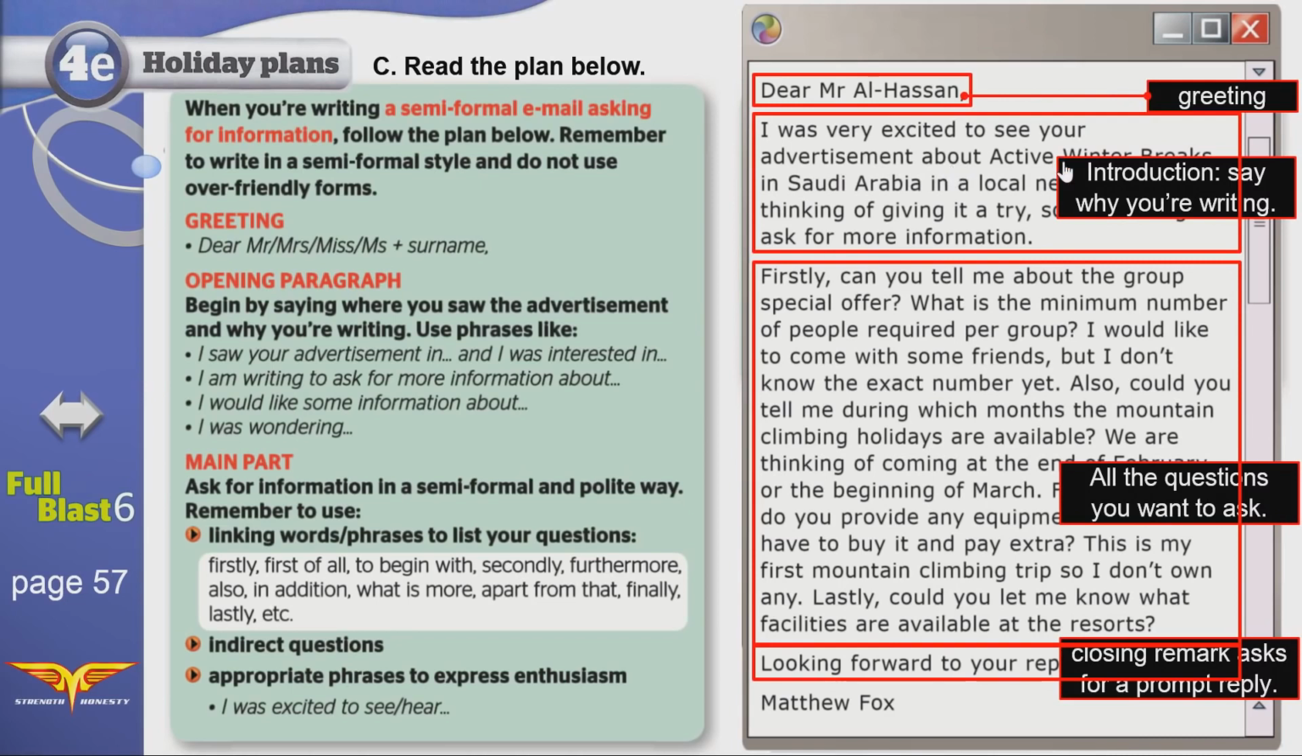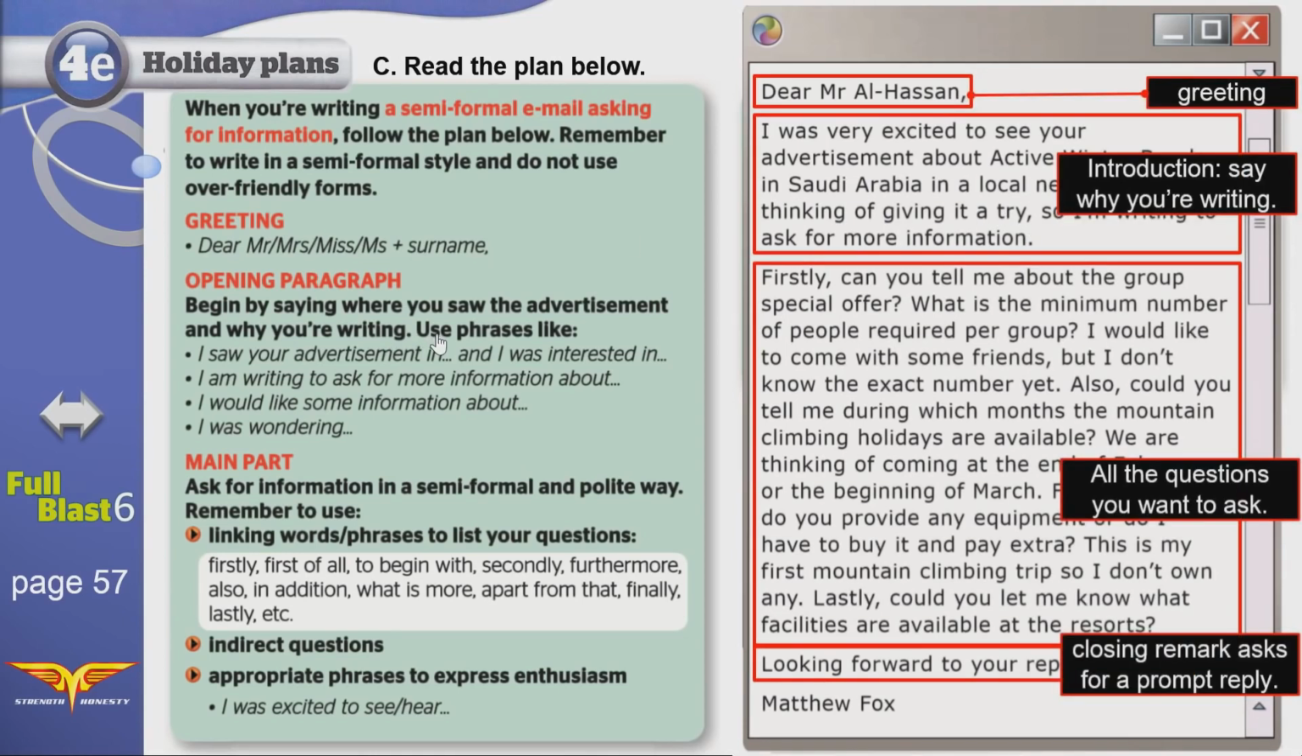I saw it in a local newspaper. And why you are writing: I am writing to ask for more information. Use phrases like, "I saw your advertisement in," and "I was interested in," or you can use, "I am writing to ask for more information about," "I would like some information about," "I was wondering." Any of these would be fine.